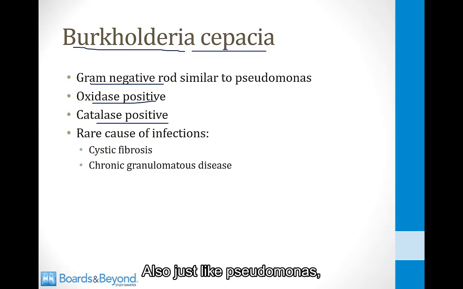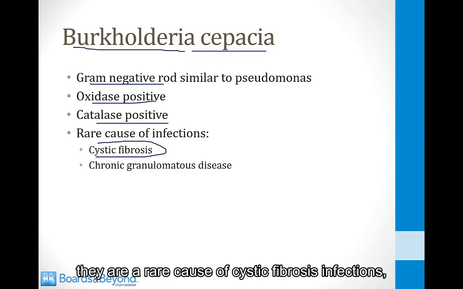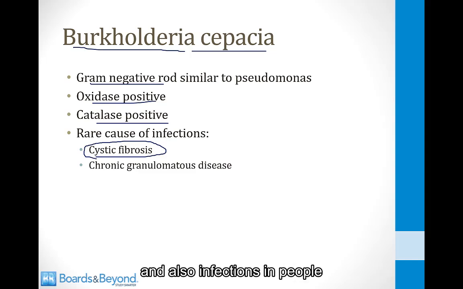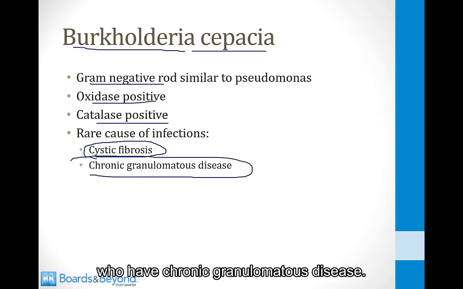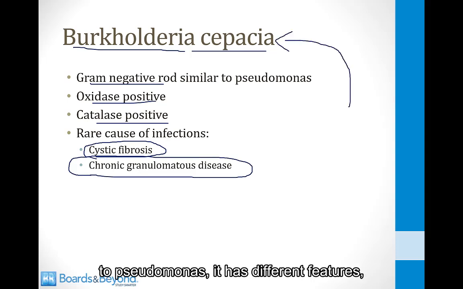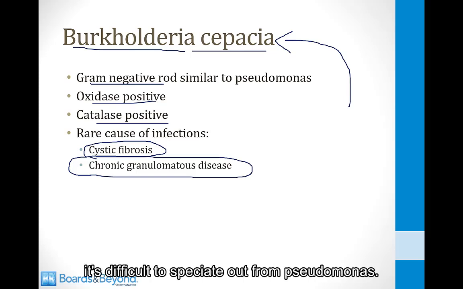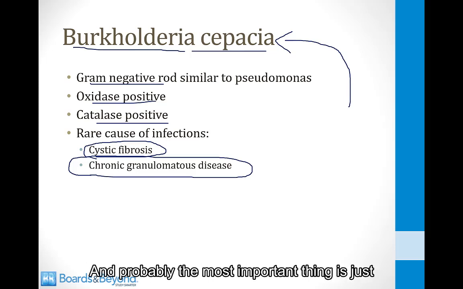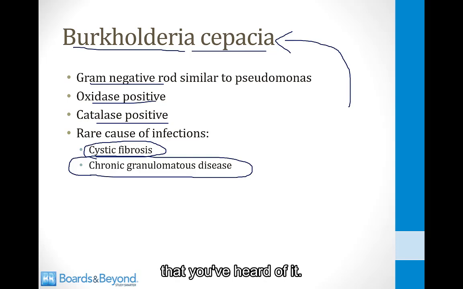Also, just like Pseudomonas, they are a rare cause of cystic fibrosis infections and also infections in people who have chronic granulomatous disease. So you can think of this bug as a close cousin to Pseudomonas. It has different features. It's difficult to speciate out from Pseudomonas. And probably the most important thing is just that you've heard of it, so if it comes up in a board question, you recognize the bacteria.